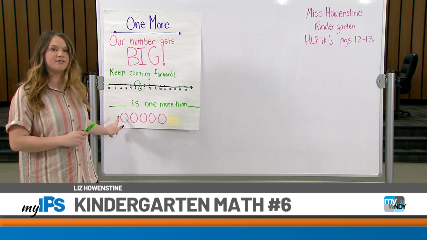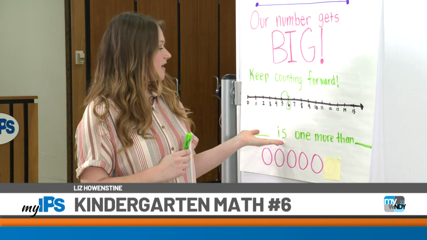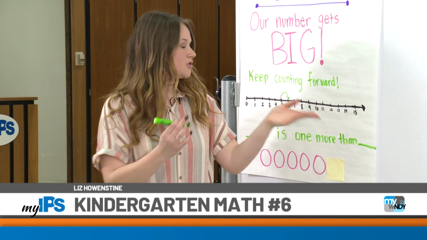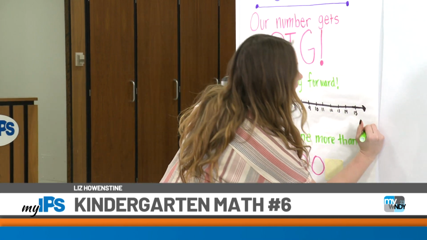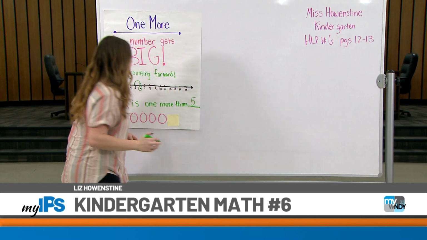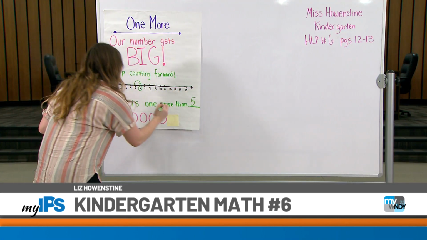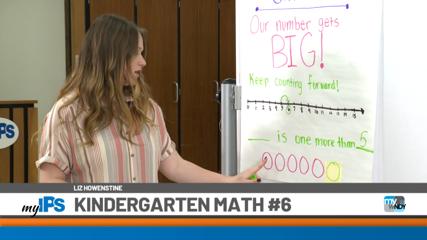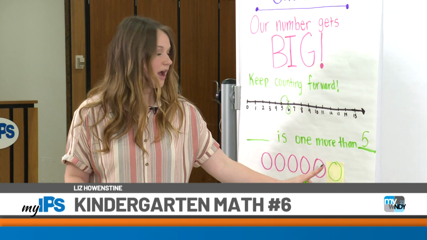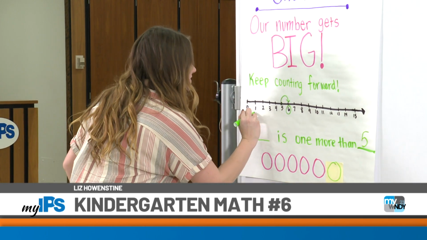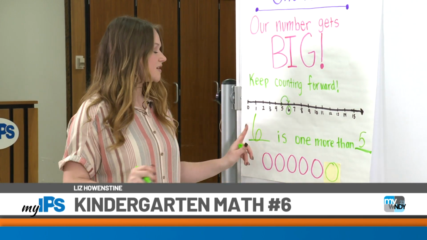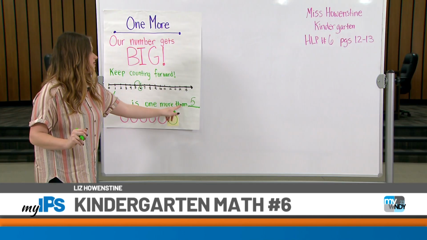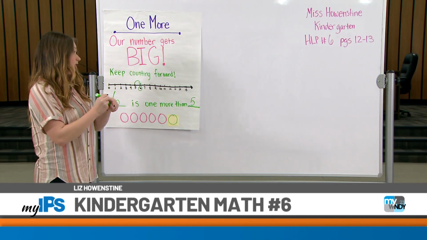So let's fill in our sentence. Blank is one more than, so we started with 5, so we're going to say 5. Okay? And then if we add one more circle like we did, let's count now. 1, 2, 3, 4, 5, 6. We have 6, so 6 is one more than 5. It's one more, it got bigger.